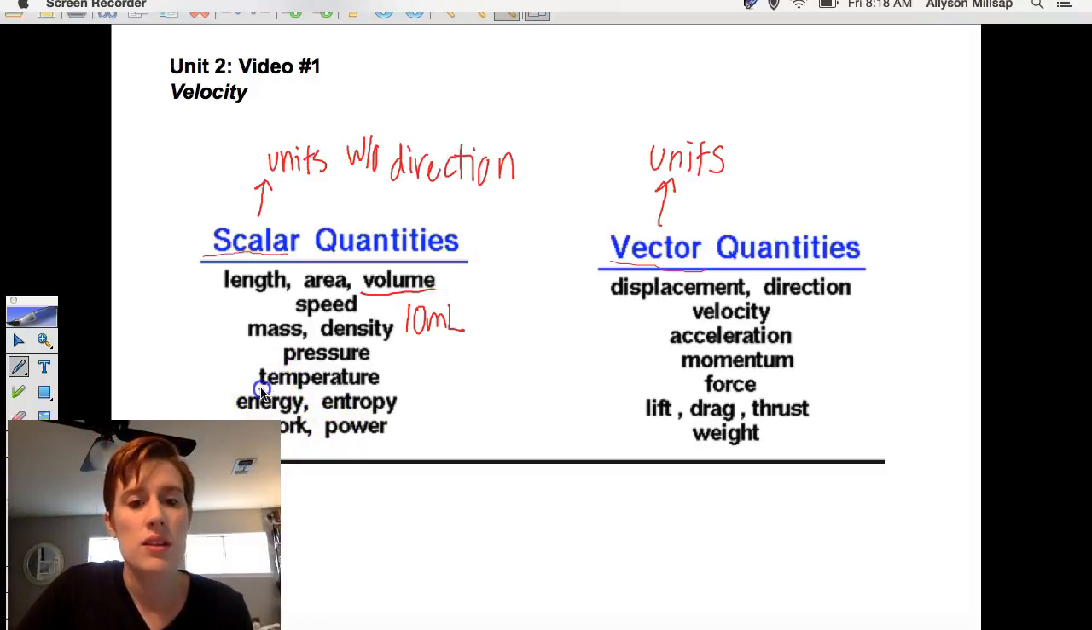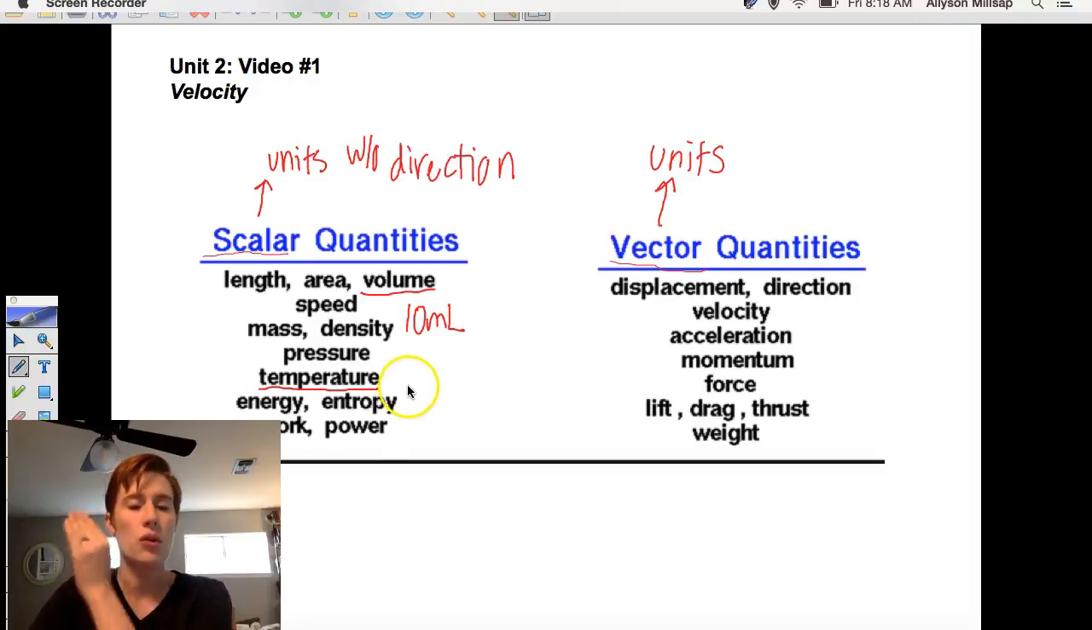Same thing with temperature, okay? Unless we're talking about like negative degrees, like when you go below zero, we don't have a direction when it comes to temperature, right? I don't say, oh, it's 30 degrees Fahrenheit east or 50 degrees Fahrenheit north. Temperature is just a straight number with a unit.